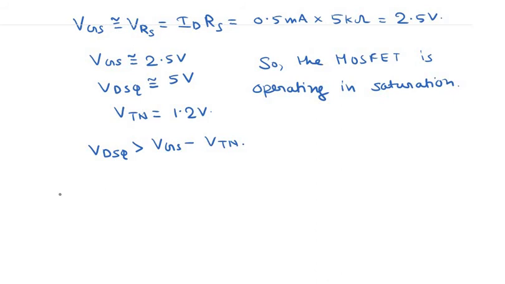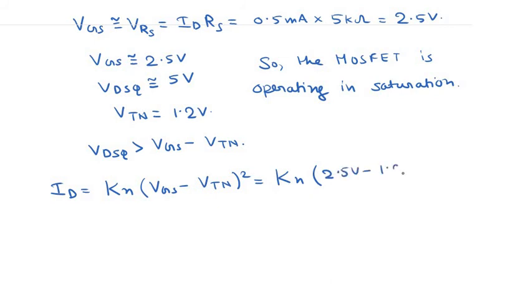So we can write the drain current of the MOSFET, ID, equals capital Kn, the conduction parameter, times VGS minus VTN whole square, which is equal to capital Kn times (2.5 volts minus 1.2 volts) square. So this is equal to 1.69 Kn, and the unit is basically milliamperes, because capital Kn is in milliamperes per volt square.